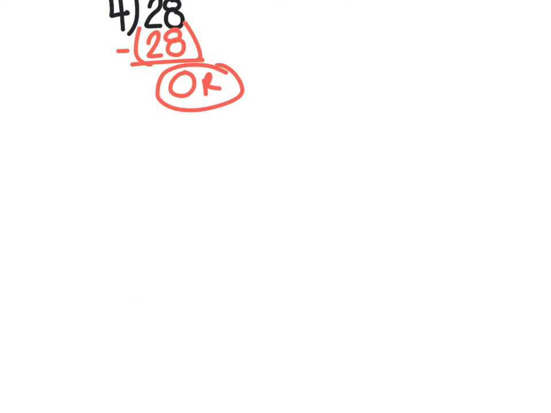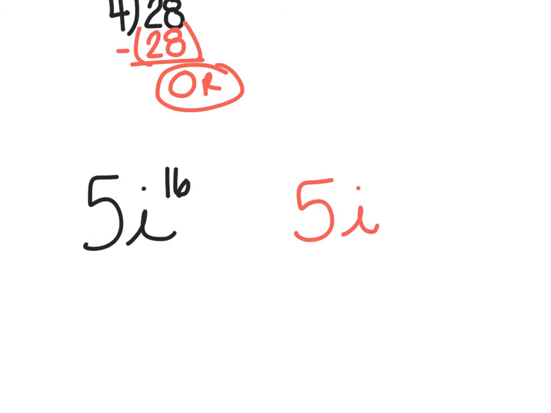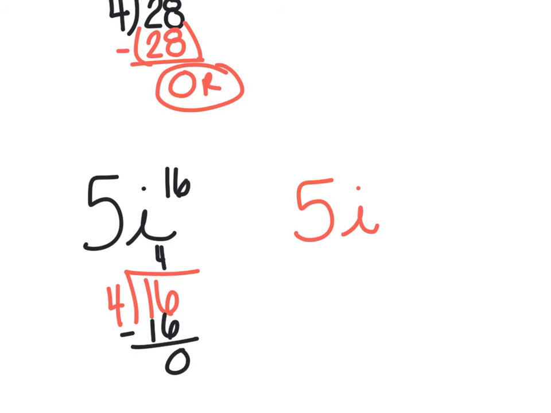Okay, let's try another one. 5i to the 16th. I'm going to leave the 5, and I'm going to put an i, but I know I need to change the exponent. So I'm saying 16 divided by the cycle of 4. 4 times 4 is 16. Subtract, and I get a remainder of 0. So that's the same thing as 5i to the 0, which is really 5 times anybody to the 0, which is 1, which is just 5.